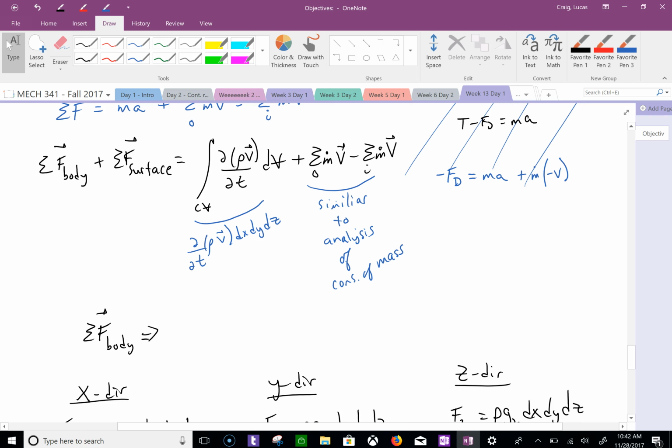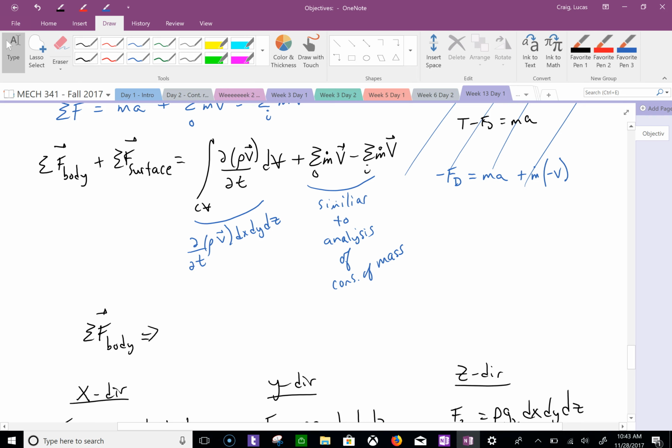The video I'll post, I'm pretty sure, does the x direction for you, so you can see where that comes from. But in the sense, now we have differential form for conservation of mass and momentum, which are forces. So we can figure out anywhere in the flow what some of these values are.